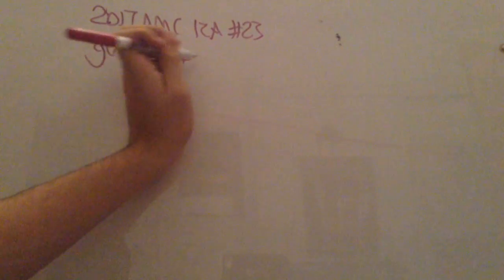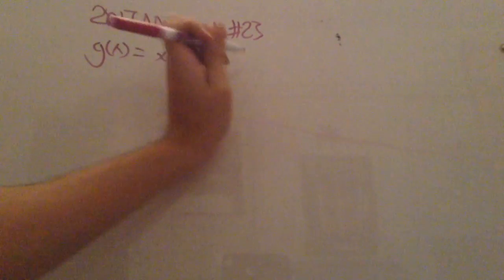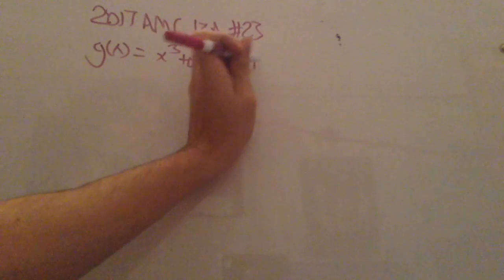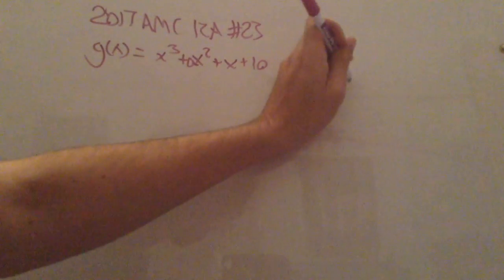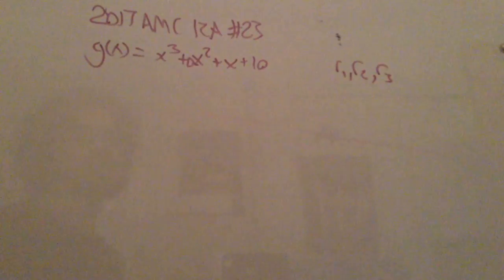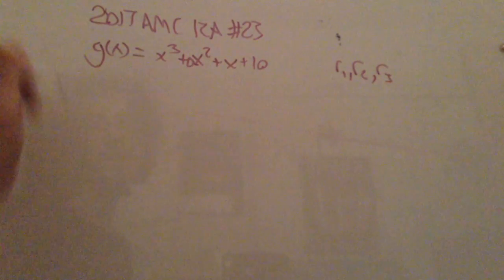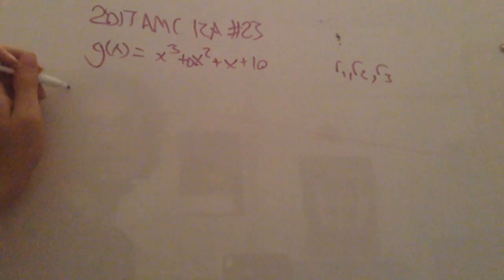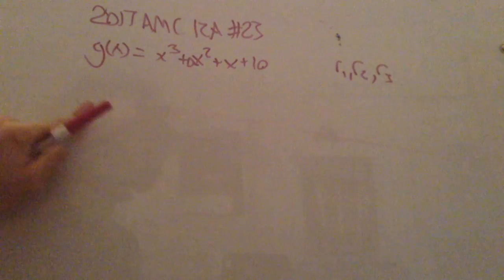So we're given a polynomial, g of x equals x cubed, so we have a monic cubic polynomial, plus ax squared plus x plus 10. And this has three distinct roots. I'm going to write them here, but they actually aren't used in my solution at all. They're just to help me explain some things later on.